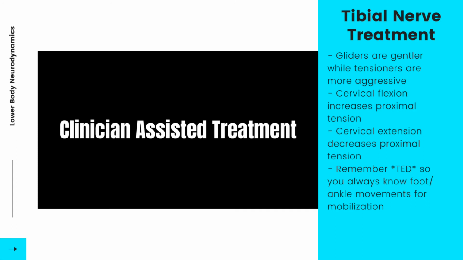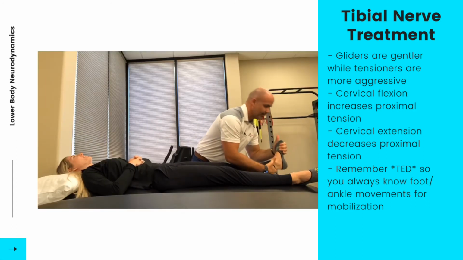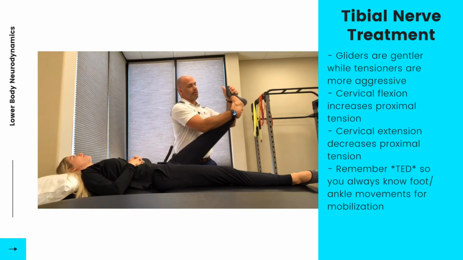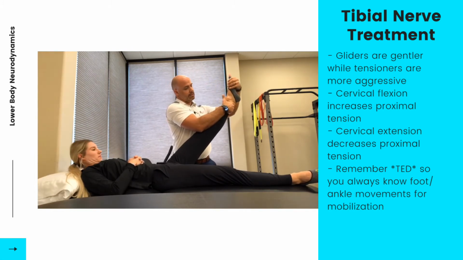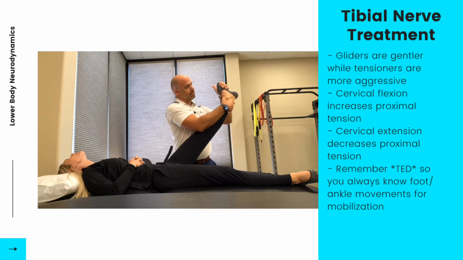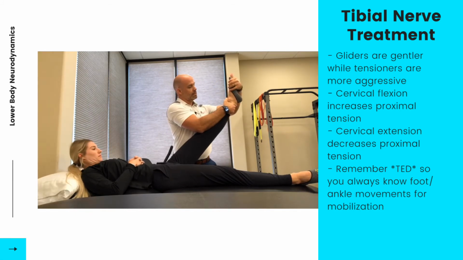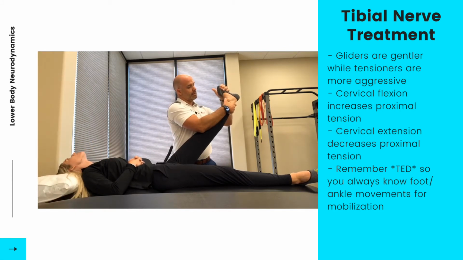So the clinician-assisted treatments for the tibial nerve are going to look very similar to the peroneal nerve. The only difference is the position of the foot and the ankle. So again, with the tibial nerve, we want to evert and dorsiflex. In this case, we can add cervical flexion and extension to glide or tension.